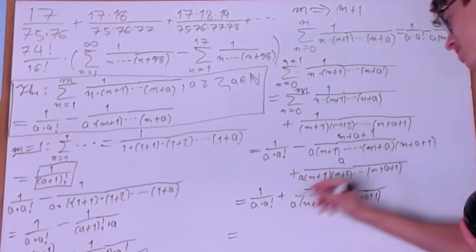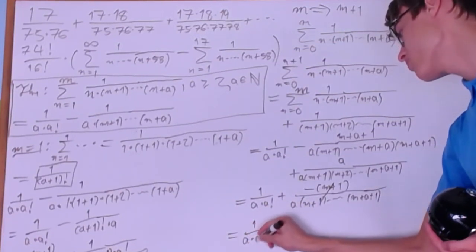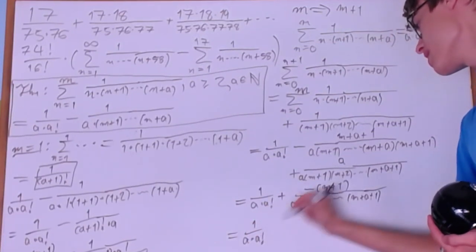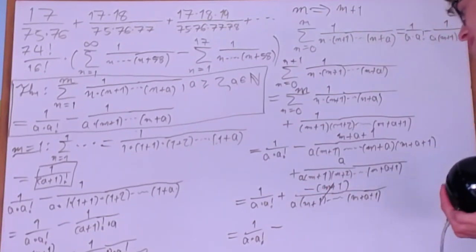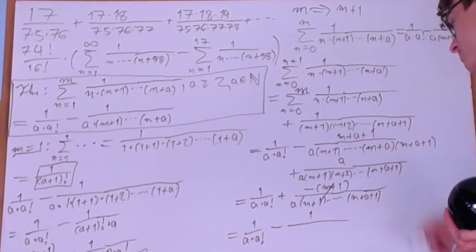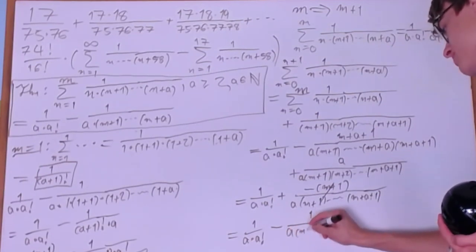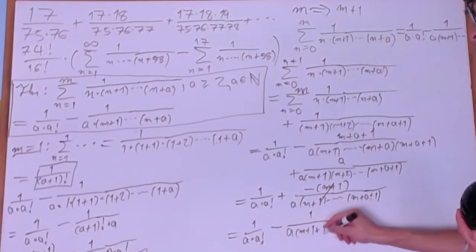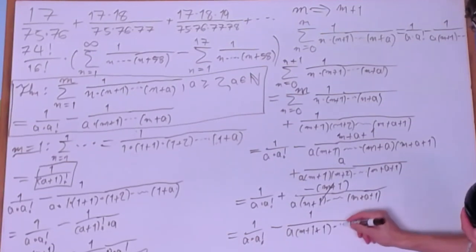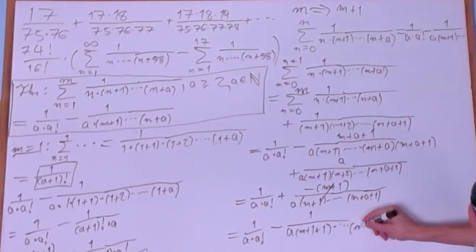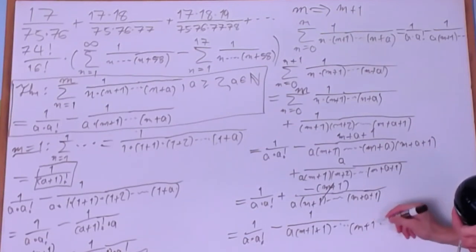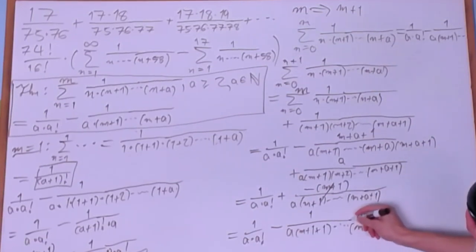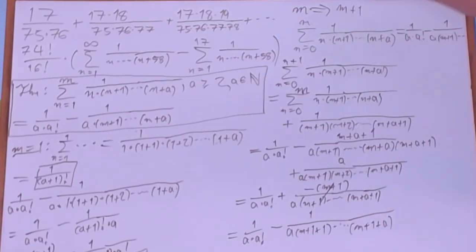We cancel them out to 1, and so we get 1 over a times a factorial. We still have the minus, so it's a minus. Now that's a 1 on top because it canceled. A times m plus 2, which I'll actually write as m plus 1 all the way up until m plus a plus 1, which is the same as m plus 1 plus a. And now you can see that in assuming m, this formula still holds for m plus 1.